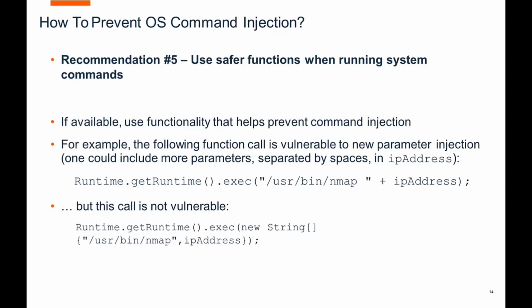So if an attacker has control of, in this case, the IP address parameter, and tries to jam more stuff into it, go from one parameter into many, with the second variant of the function call, they won't be able to do that. They will not succeed. But with the first variant, they might. So when you run OS commands, please evaluate what's available and use the safest functionality that's available.